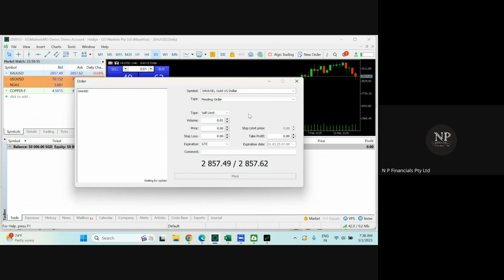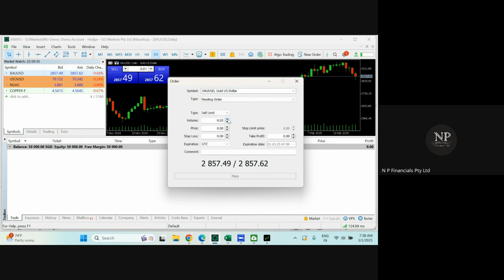And then volume is 0.05 according to the position size. Then the price, write it down. Entry was 2932.0. Stop loss, write it down, 2980.6. Very good. Comment short. We are shorting.